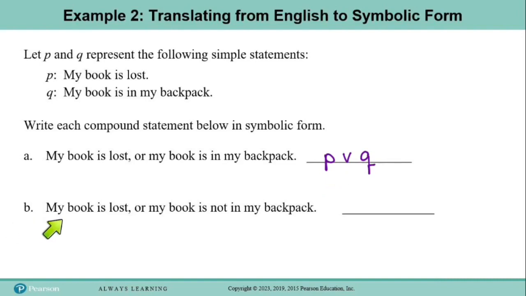And in part B, my book is lost, or my book is not in my backpack. So my book is lost, again, is statement P, or, so we put the or symbol, my book is not in my backpack. That's the negation of statement Q, so we will put not Q.